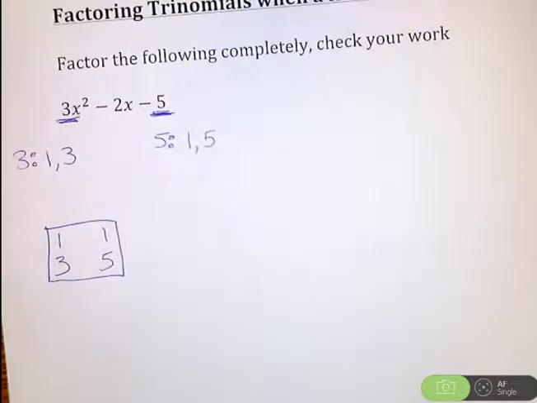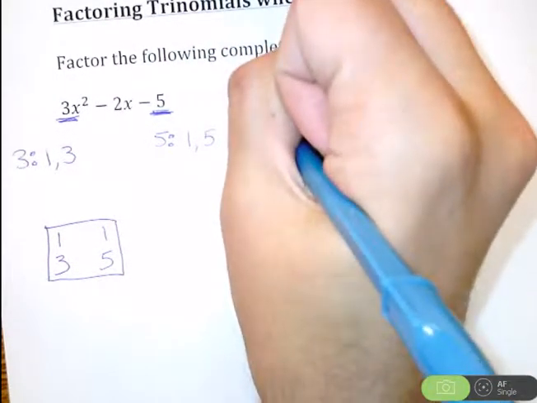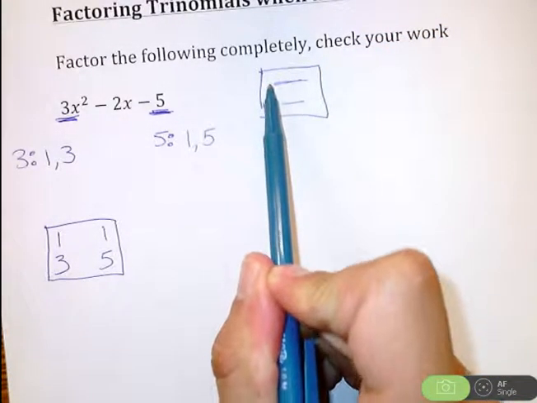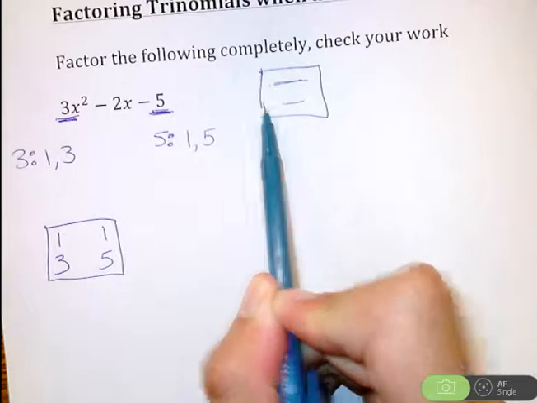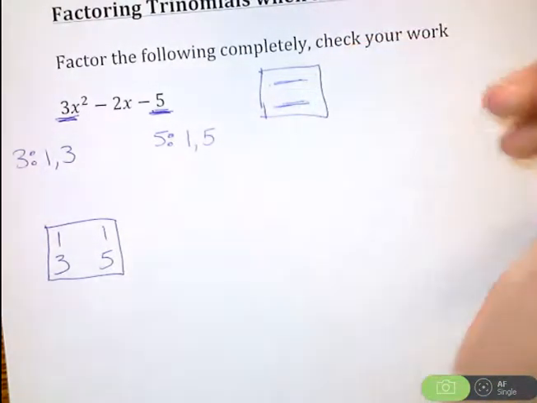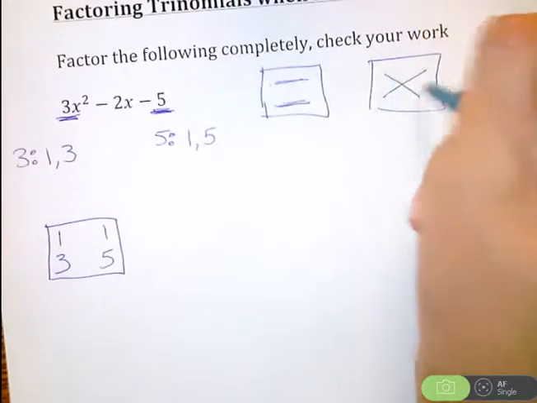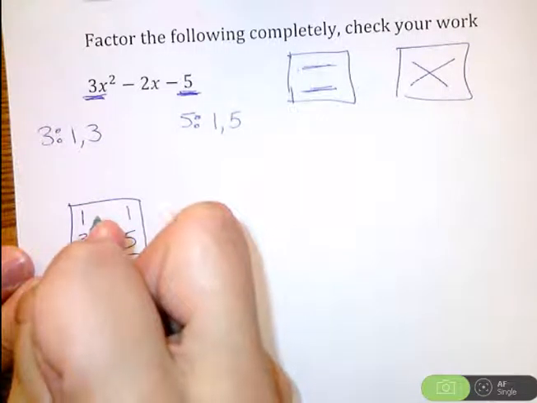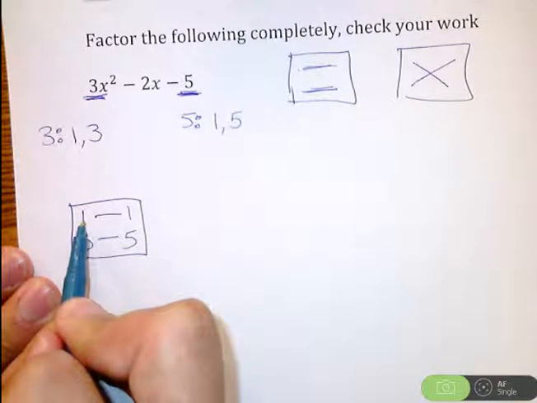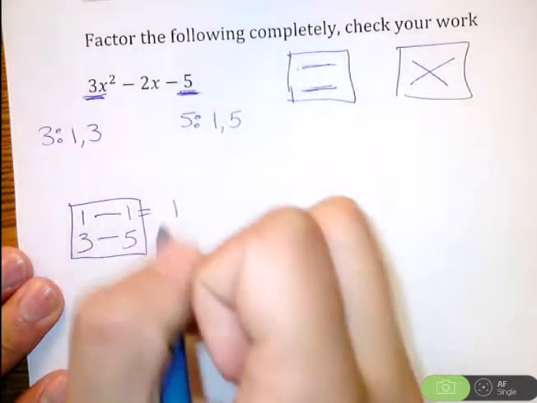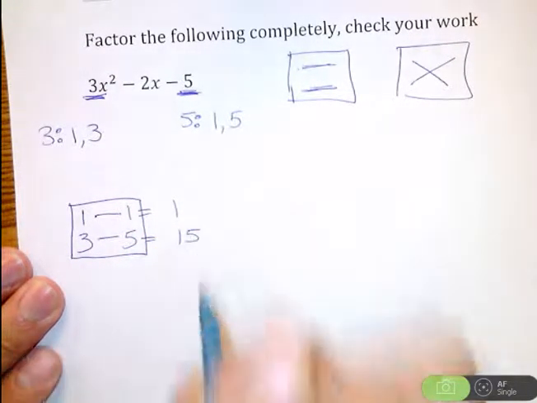Now here's how the box works. You have to check 2 different ways with each box. You're going to try and multiply straight across, meaning the top left times the top right, bottom left times the bottom right. Or we're going to do a crisscross. I'll show you what that means in action. I like to draw these in. So I'm going to do 1 times 1, which equals 1. 3 times 5, which is 15.